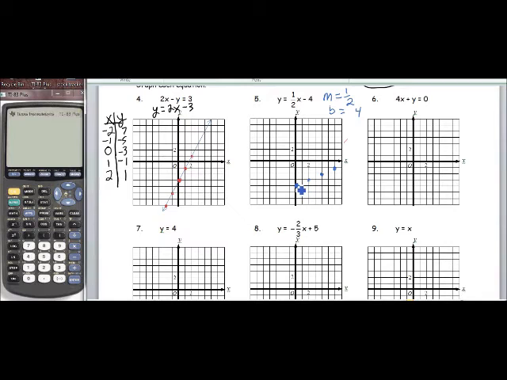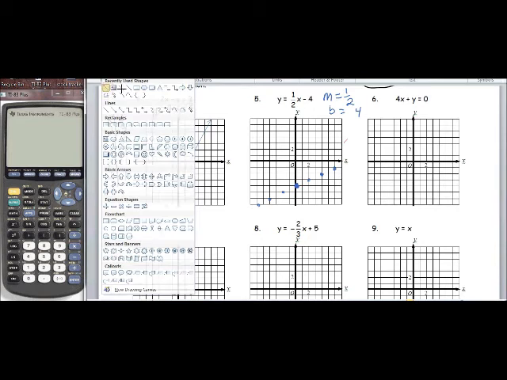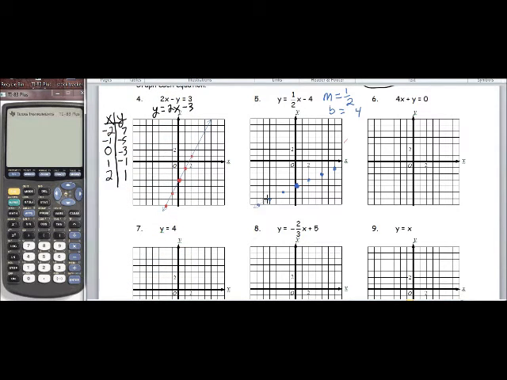Now if I need to, I can follow my pattern, and I could go down 1, left 2, down 1, left 2, and I can just keep plotting like that. And then of course I'm going to put in my line, and make sure it goes all the way across. I'm going to let you do number 6 on your own.